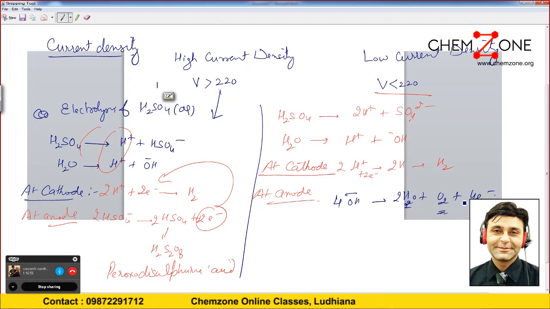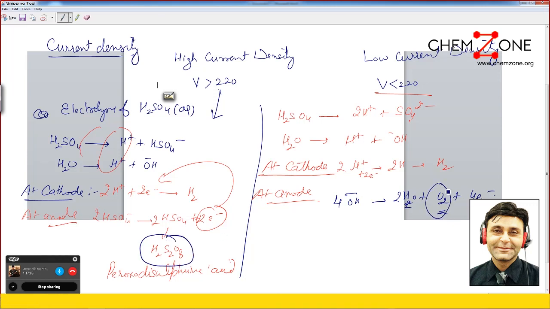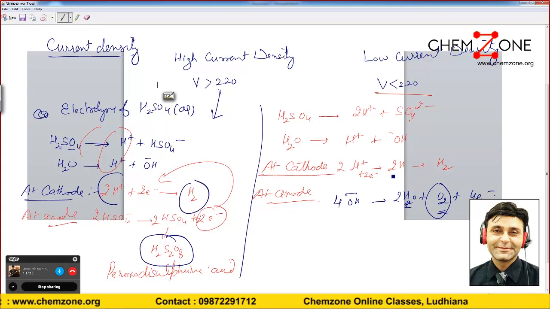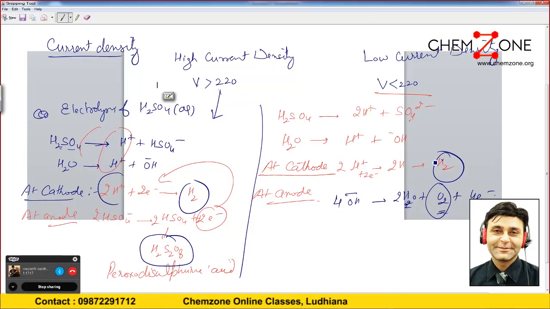So you can see the difference in the product formation here. At anode, here we are getting the peroxodisulfuric acid, and here we are getting the oxygen gas. And at the cathode, here we are getting the hydrogen gas, and here also we are getting the hydrogen gas. Same similarity here.